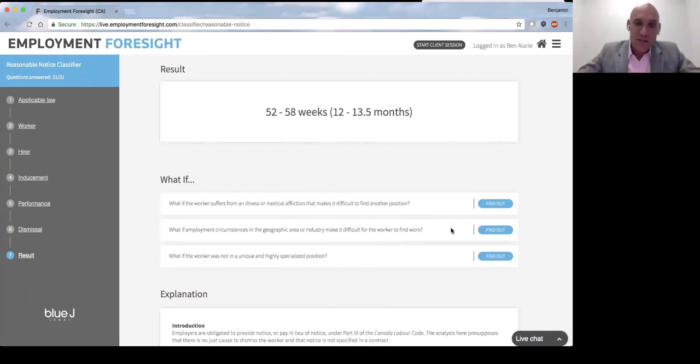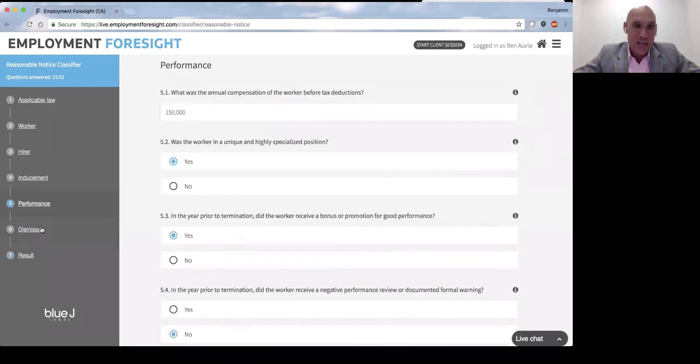What if the employment circumstances in Toronto make it difficult for the worker to find work? I could similarly one click on find out and find out what the result should be there. What if the worker was not in a unique and highly specialized position? I could click that, find out what the result would be. If what you're interested in testing isn't part of this what if dialogue, you can just go back and very easily change it, right?